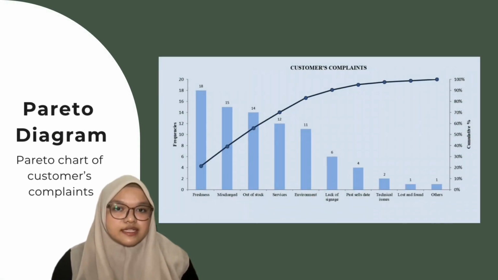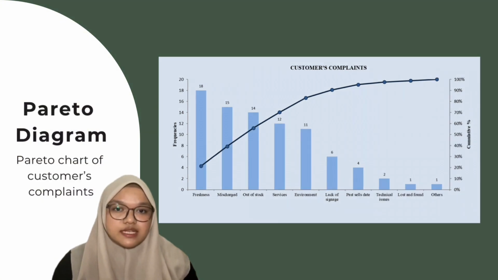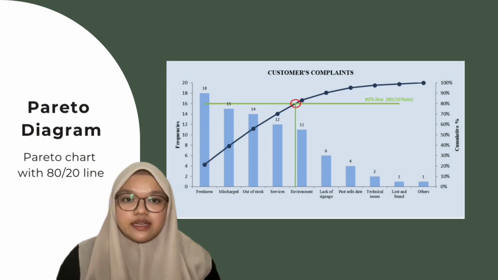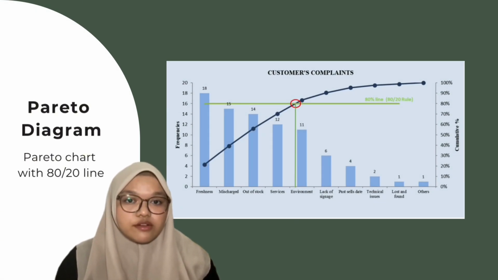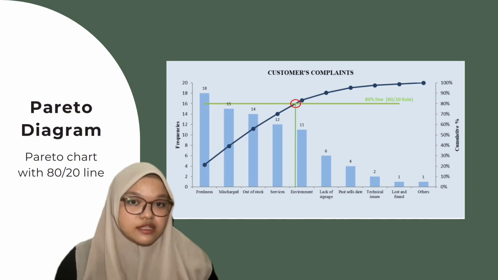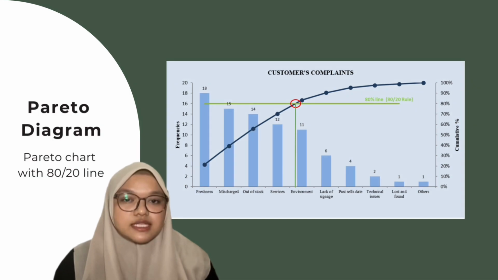After arranging the data, a Pareto chart can be generated. The bar graph is plotted by frequencies and the line graph is the cumulative percentage. Next, Pareto chart with 80-20 rule line. According to the 80-20 rule, often known as the Pareto principle, around 80% of the consequences result from 20% of the causes. In this case, some alarming complaints are freshness, mischarge, out of stock, and services.